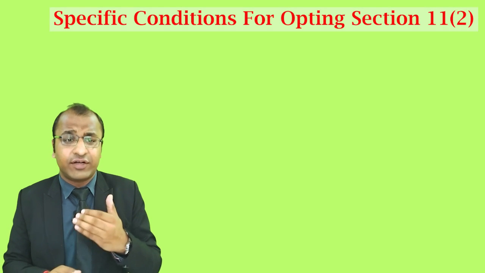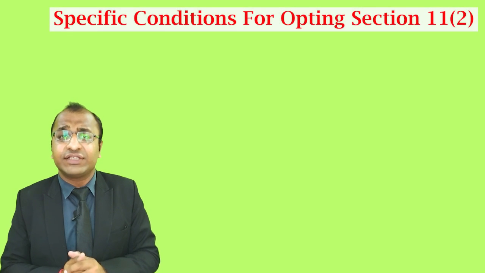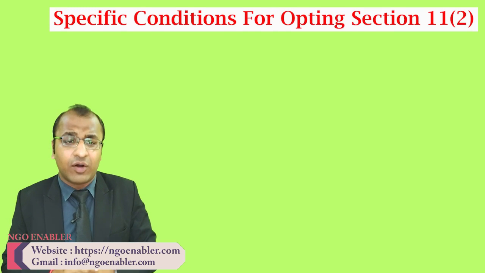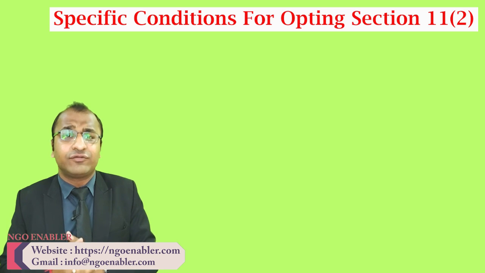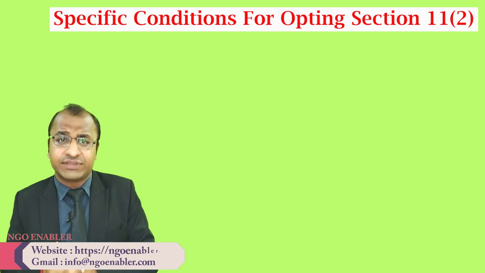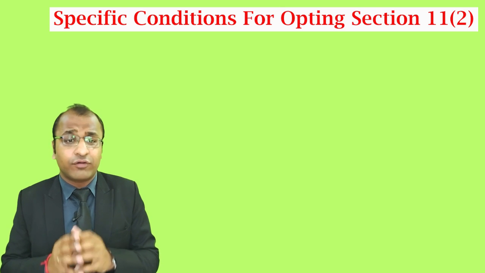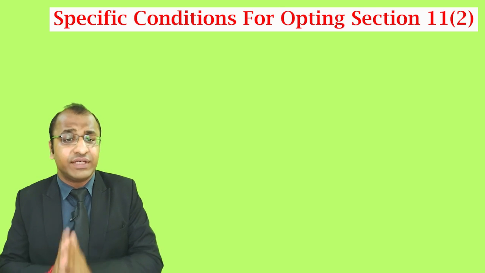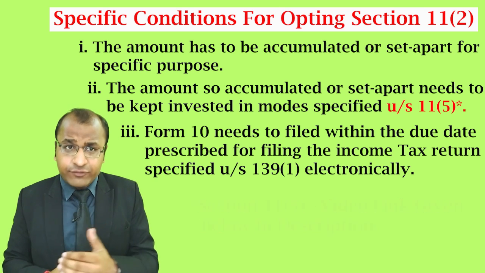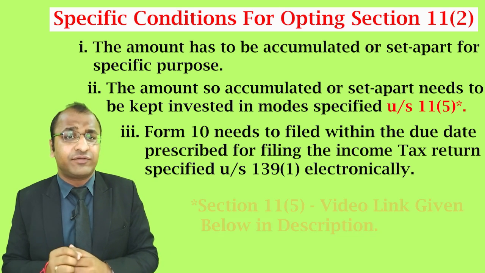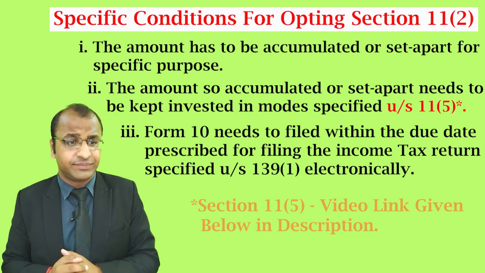In addition to the said option, the charitable organizations have another option of accumulating or setting apart the amount by which the application falls short of 85%, under section 11 subsection 2, for a period of not more than 5 years. But opting for accumulation under this section requires certain specific conditions to be fulfilled.